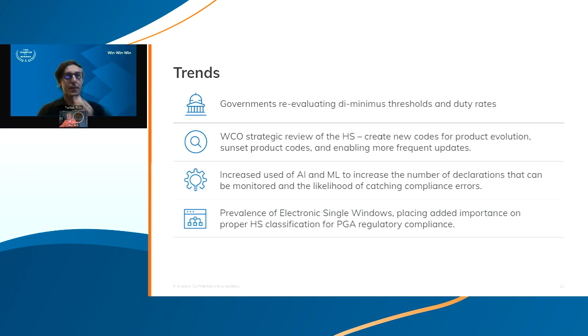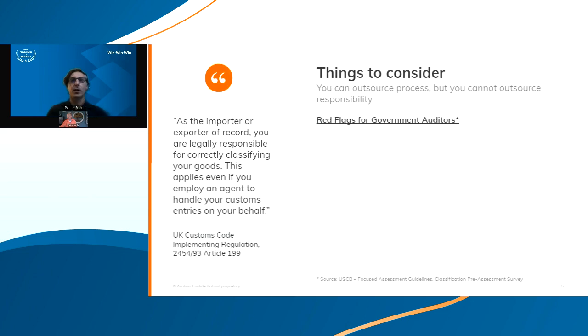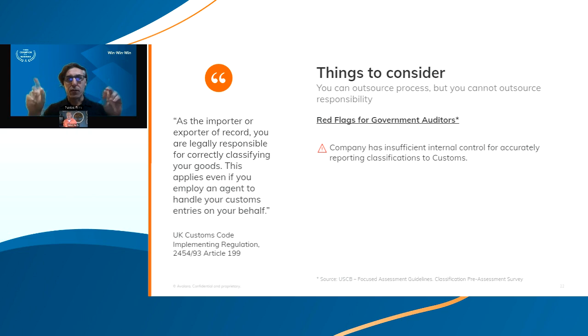And I'm going to move on now to the next slide, which is things to consider and red flags that we know that governments look out for. And our source here, in this case, is the US Census Bureau. So just things: you can outsource the process of transportation, of HS classification, of clearance, or final delivery, but you are still responsible. As the exporter of record or the importer of record, you're still responsible. So I just want to give you some red flags that auditors in the government look for.